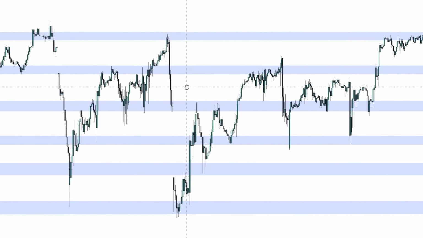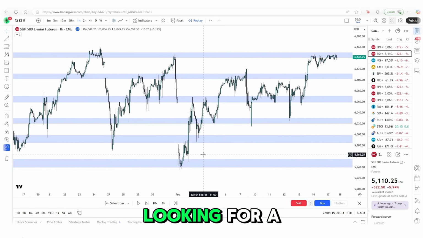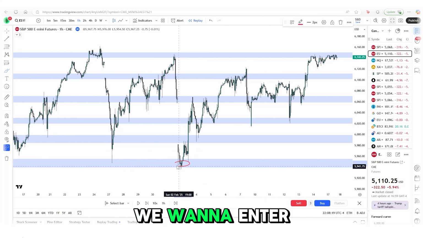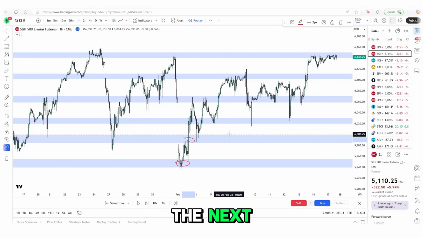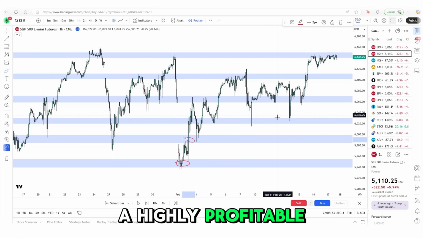And there's a few different ways of actually trading this, but we're typically looking for a level-to-level move. We want to enter at one level, then exit at the next. And with this, we can build a highly profitable strategy.